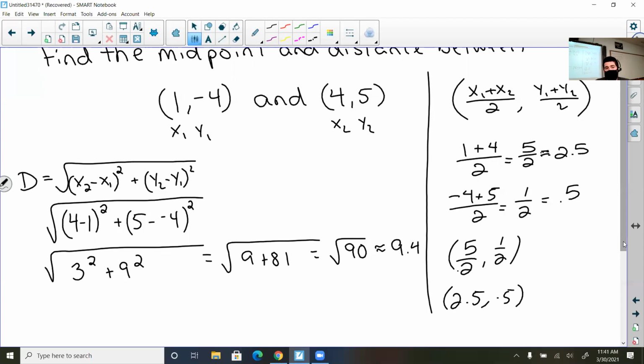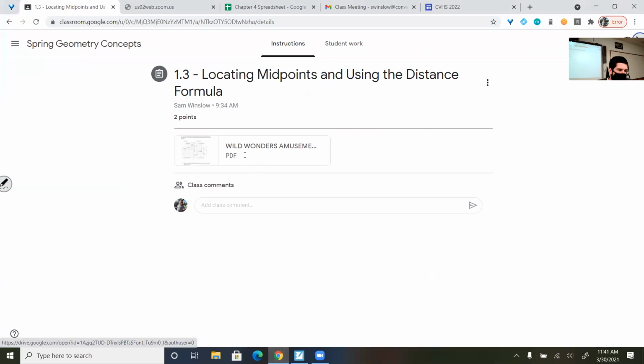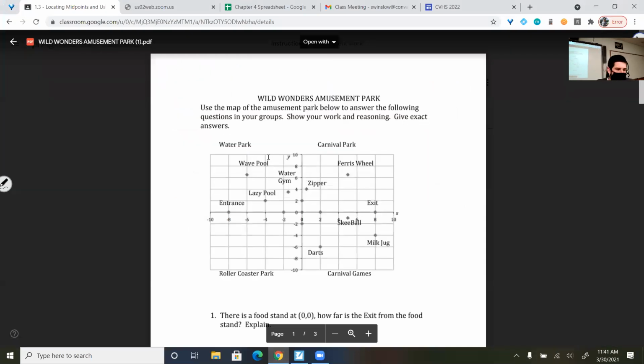Now, before we get to that worksheet, do we have any questions with using the distance formula or using our midpoint formula? All right, then. So let's take a look at this worksheet.